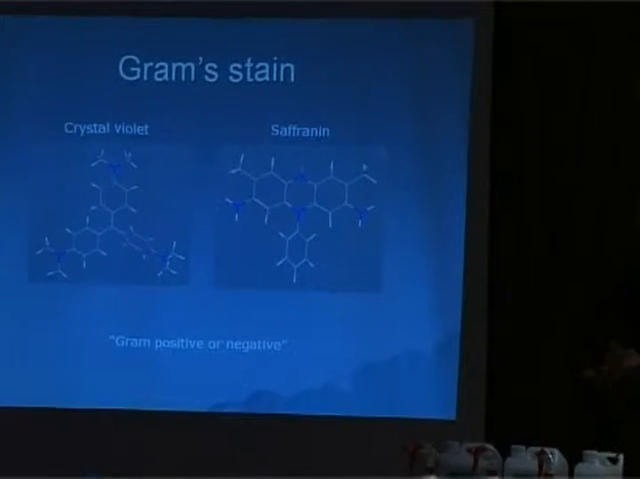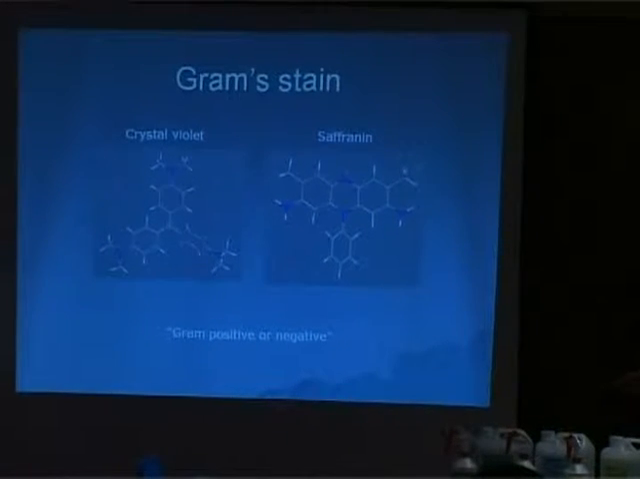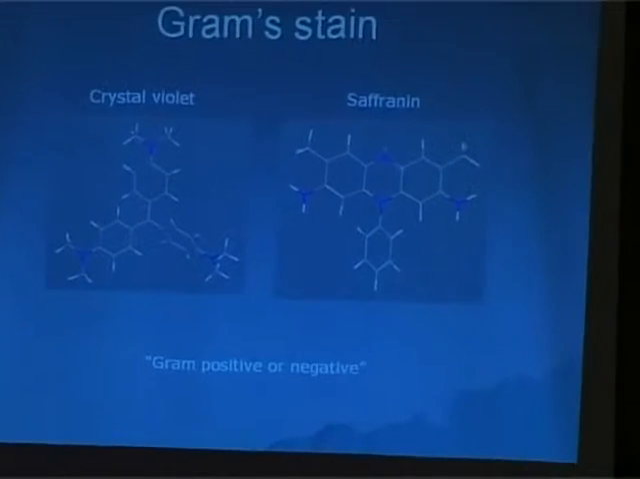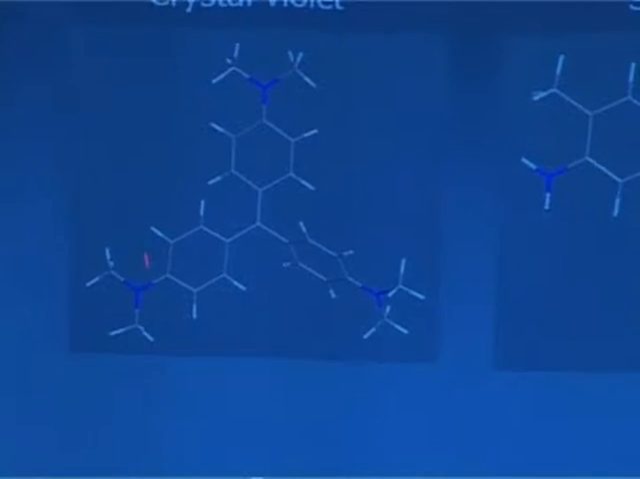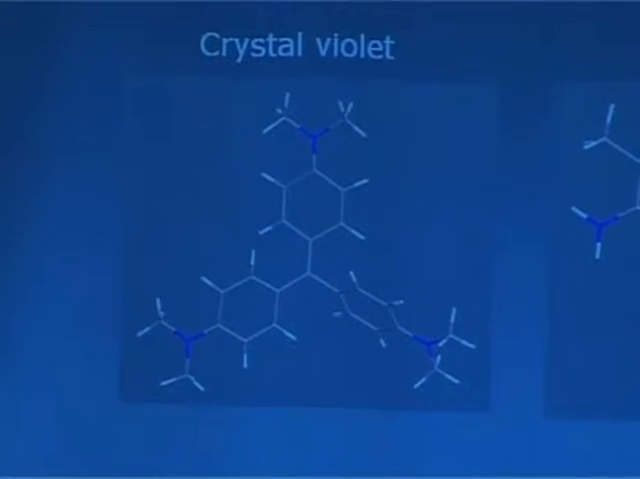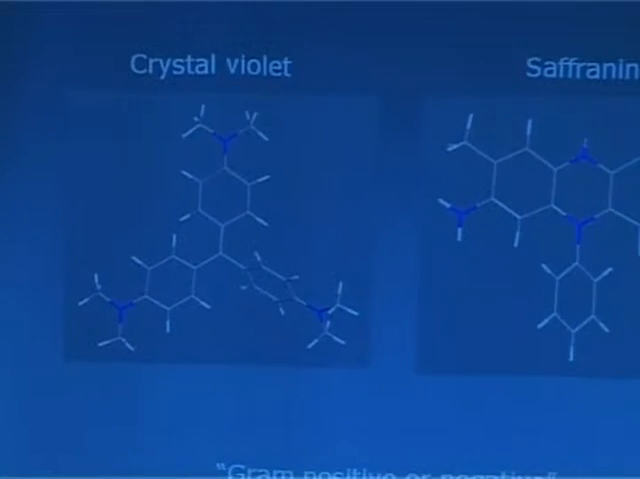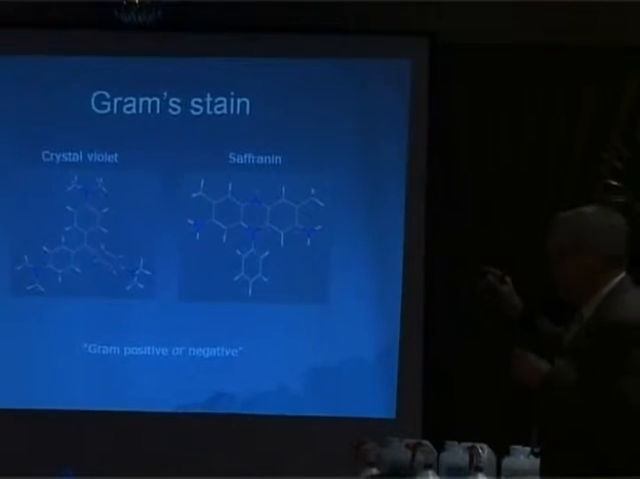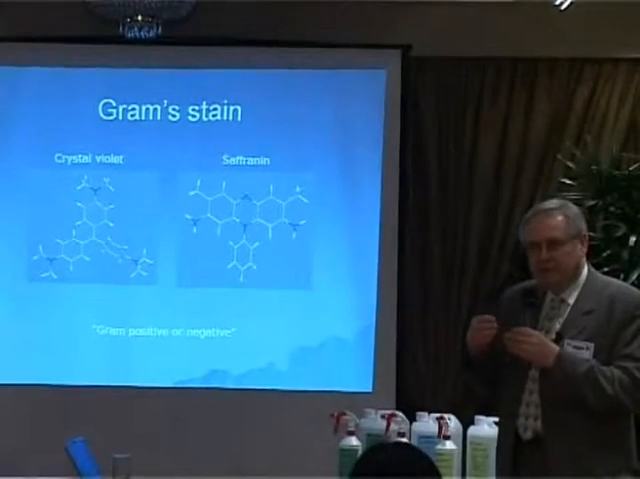Well, Gram's stain was essentially a mixture of two dyes, crystal violet and safranin. And the structures here of crystal violet and safranin are quite big molecules, aromatic systems. The blue bits are nitrogen systems, and the whole system is positively charged. So you think about positively charged systems, and negatively charged polar heads in the membranes, in the micelles.